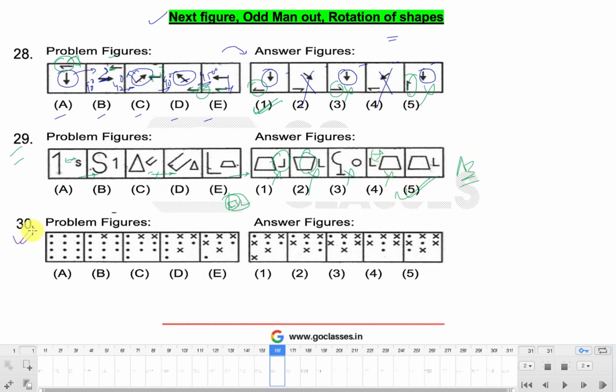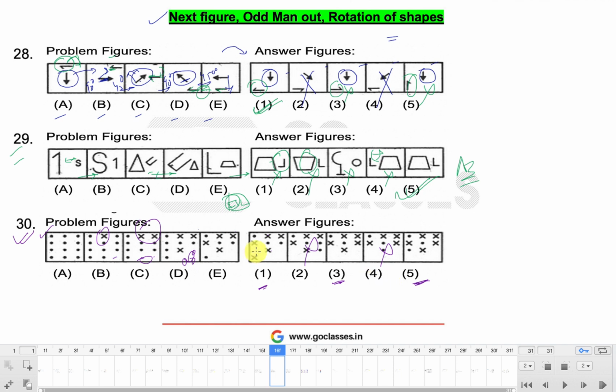Now question number 30. In A figure, there are all dots. In B, one cross and one dot is disappeared. In C, two crosses, two dots are disappeared. In D, three crosses and three dots are disappeared. Now 4 crosses, 4 dots are disappeared. So first of all, 5 crosses would be there. 1, 2, 3, 4, 5. Okay, this could be the answer. 4 crosses, 1, 2, 3, 4, 5. This could be the answer. 4 crosses are here. 1, 2, 3, 4, 5. These three could be the answer.